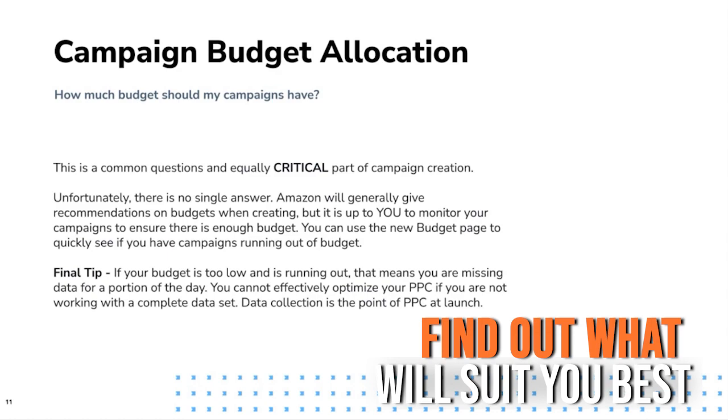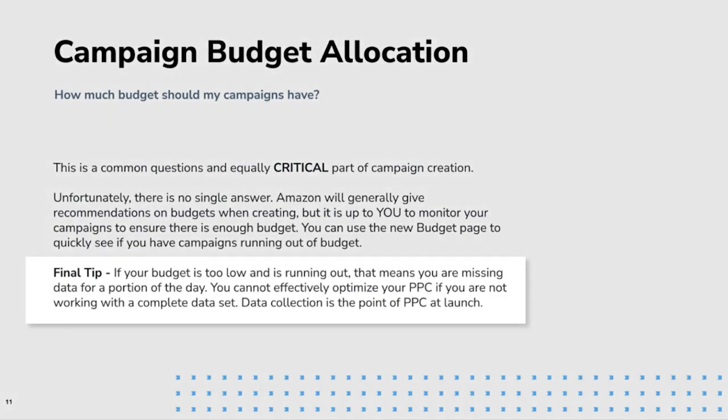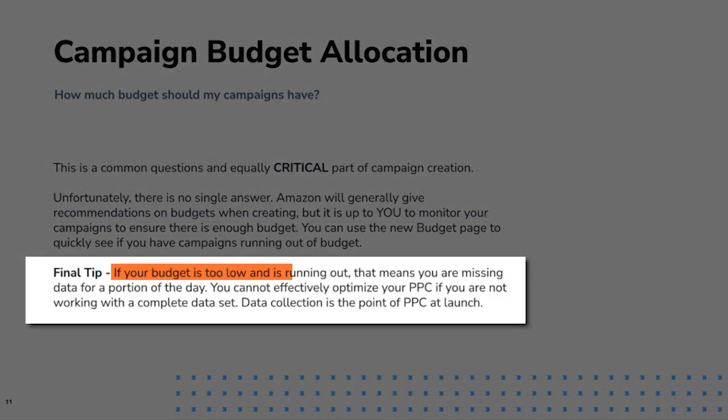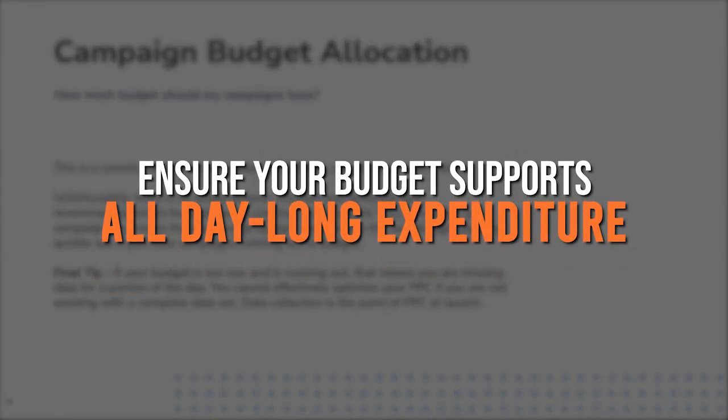You can use the new budgets page to quickly see if you have campaigns that are running out of budget. And I'll show you guys that in a minute. But the main tip here is if your budget's too low and it's continually running out, that means you're going to be missing out on data at different portions of the day. So especially if your campaigns are brand new, you just want to make sure you have enough budget so that they are spending throughout the day.